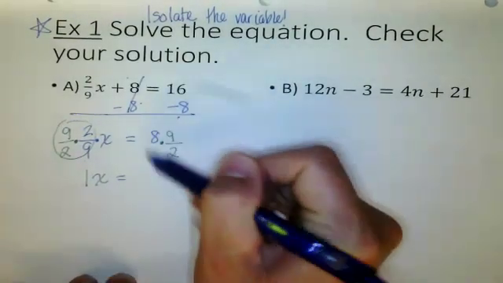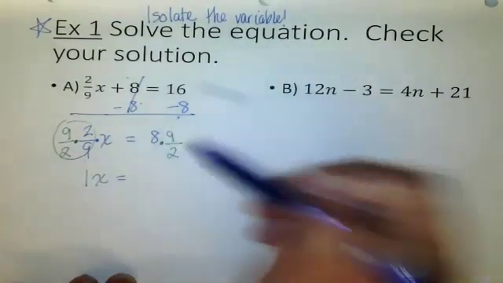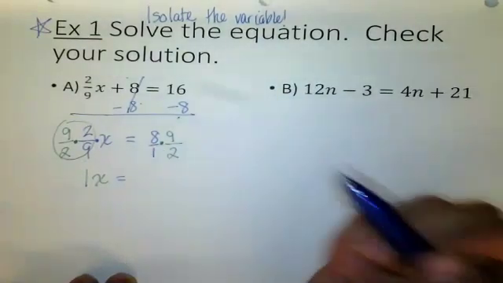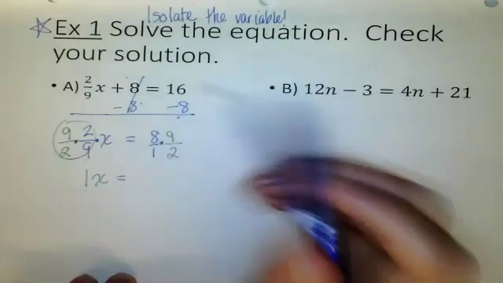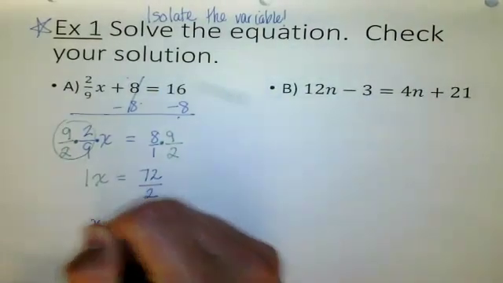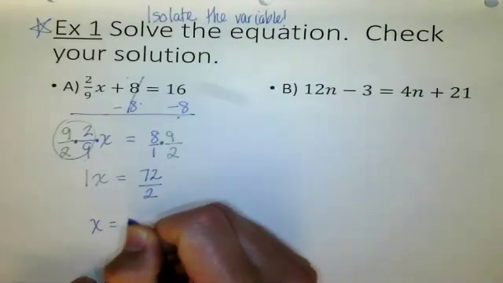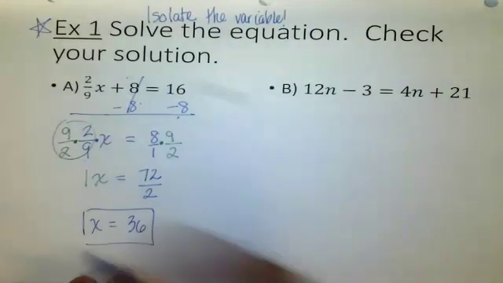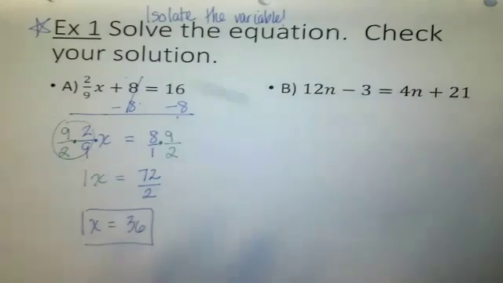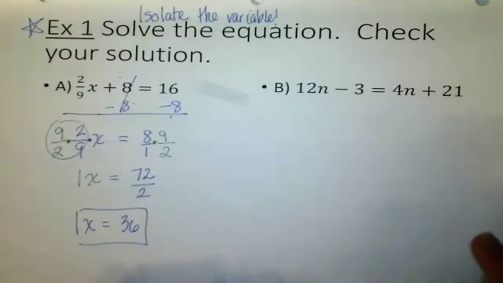Over here, I have 8 times 9 halves. How do you do that? 8 over 1. Very good. And you can go straight across there. What's 9 times 8? 72. And 1 times 2 is 2. And what is 72 over 2? 36. Very good. So again, ask your neighbor, what'd you get? Check in the back of the book. Check the teacher's edition. I'm going to show you how to check the next one numerically.